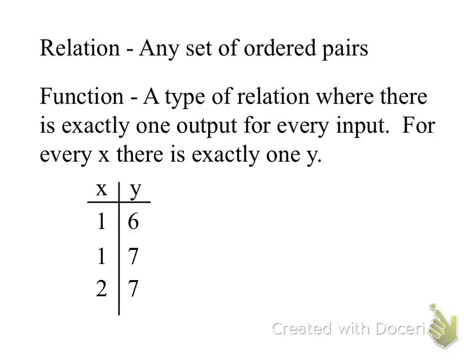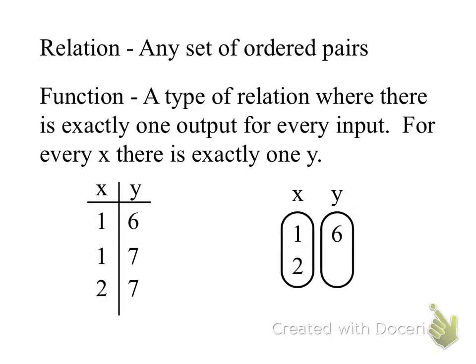Is this a function? No, because the x values repeat. If I were writing it in the map, my values for x are 1 and 2. My values for y are 6 and 7. And I'm going to draw my arrows. 1 goes with what? 6. And 1 also goes with 7. 2 goes with 7. Do you see this point here?